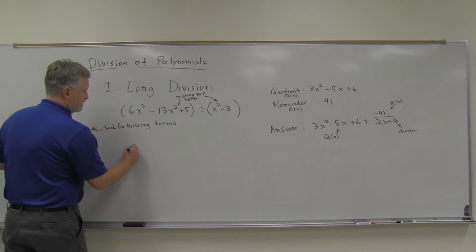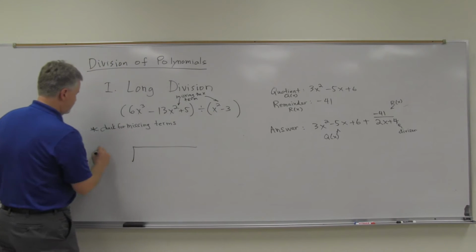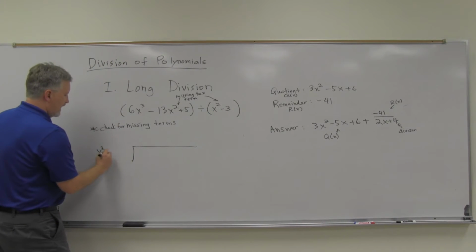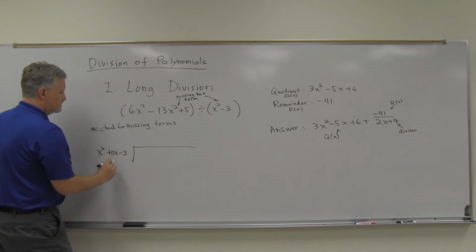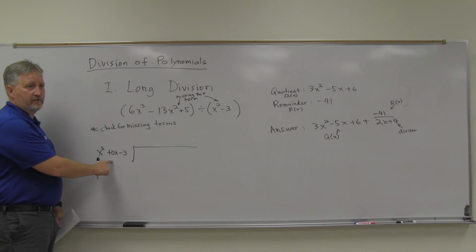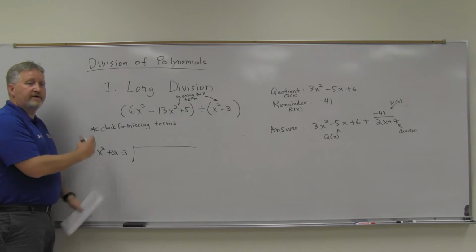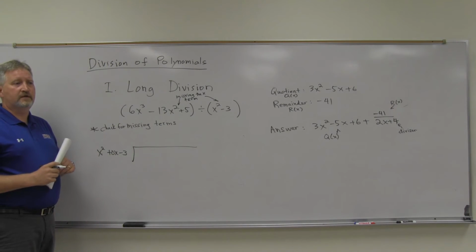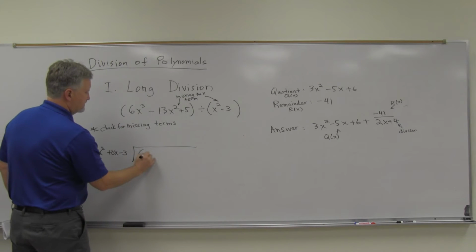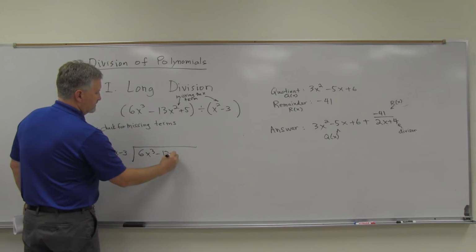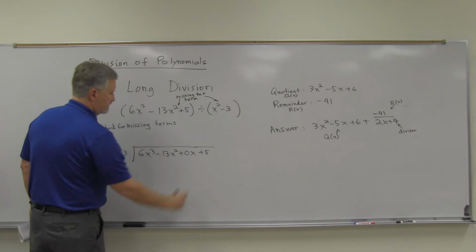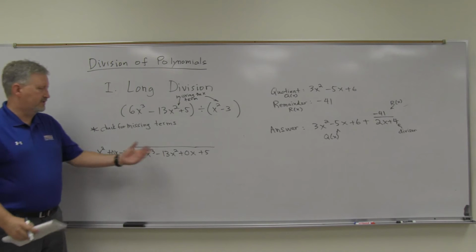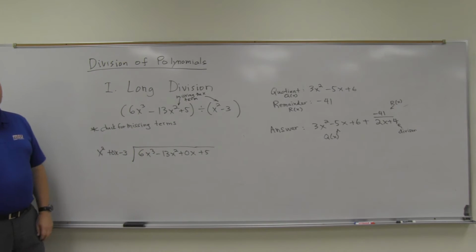So I'm going to divide by x squared minus 3, but I would say x squared plus 0x minus 3. So fill in those missing terms with a 0x, because that's just 0, but it keeps our alignment straight. Same thing up here, so I would do 6x cubed minus 13x squared plus 0x plus 5. If it was missing the x squared term, I'd do the same thing, put a 0x squared.